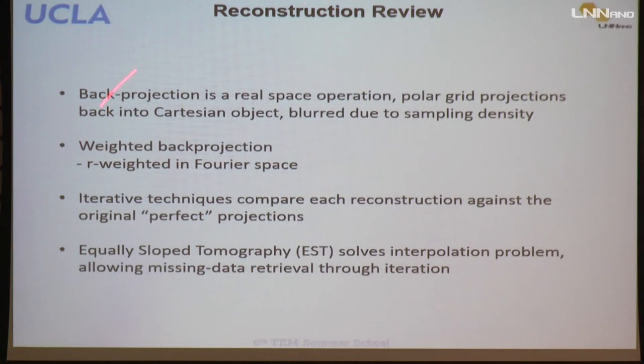So, reconstruction review, let's quickly review what we learned. Back projection is a real space operation, and it's just back projecting along the polar grid. Due to the sampling density, back projection just blurs the original object. But you can apply a filter to get the good projections back. But back projection, while a good method, cannot retrieve the missing data. So people developed iterative techniques to get the missing data back. And the equally sloped tomography, EST, technique solves both the interpolation problem and the missing data problem. So this usually gets very good reconstruction results.